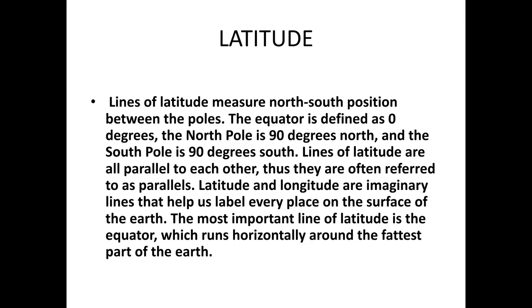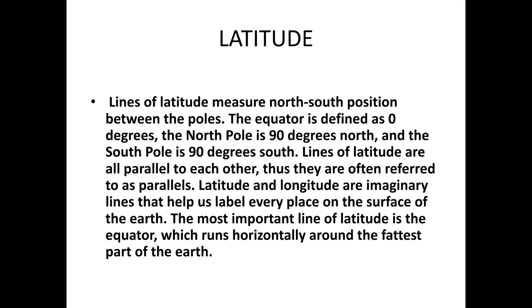What actually is a latitude? Lines of latitude measure the north and south position between the poles. The equator is defined as 0 degrees. The North Pole is described as 90 degrees north latitude and the South Pole is called 90 degrees south latitude. Lines of latitude are basically parallel to each other.